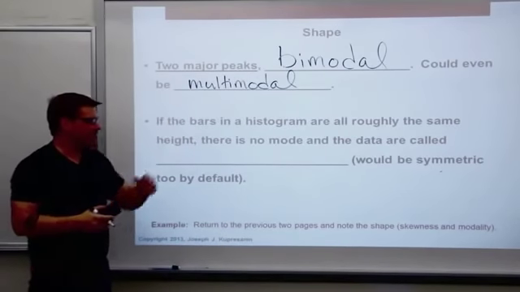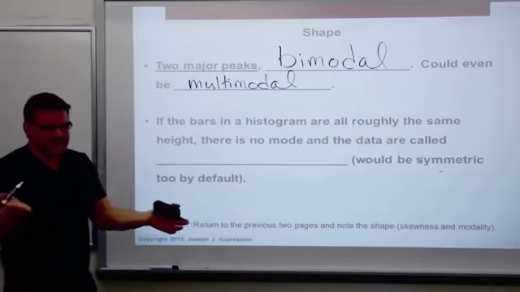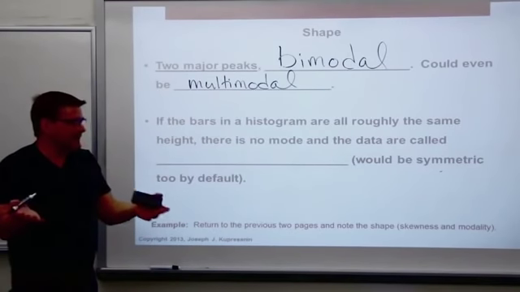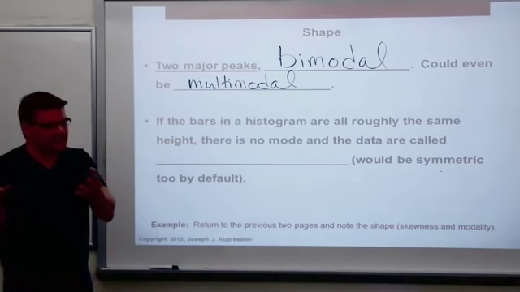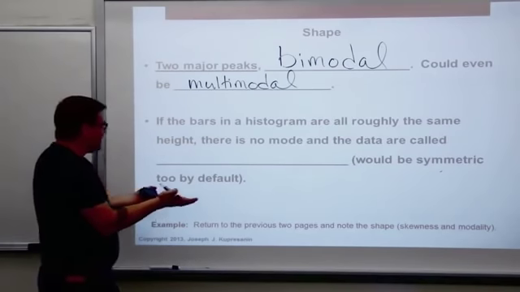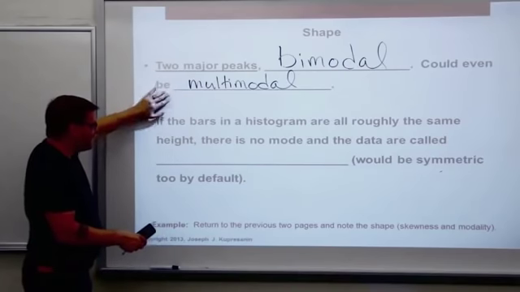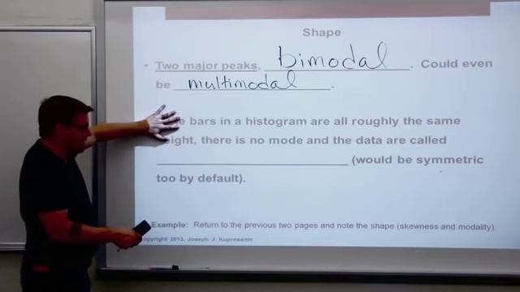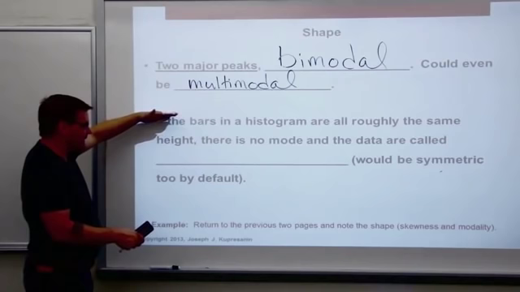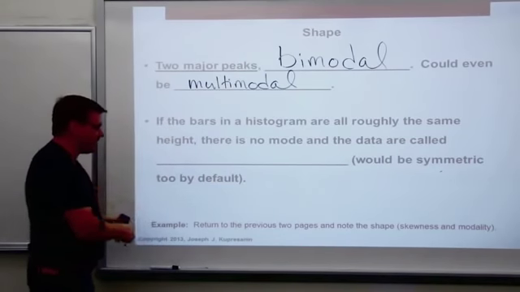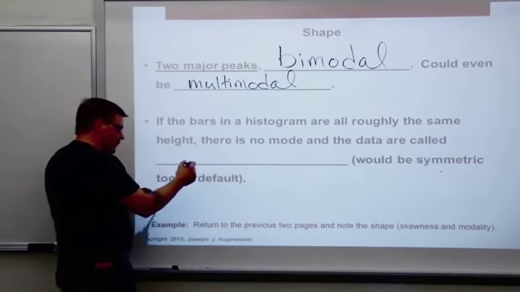The thing is, with getting into, is there 4, 5, 6 major peaks? Once you start having that many major peaks, are they really major when you think about it? Okay, so we do have multimodal, but just be a little bit careful with that. If the bars in a histogram are all roughly the same heights, there's no mode and the data are called uniform.